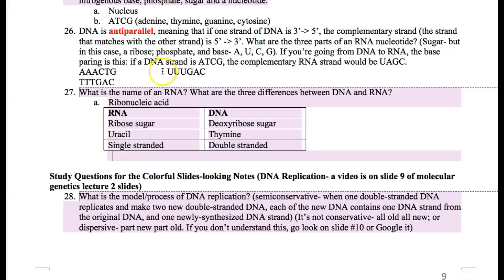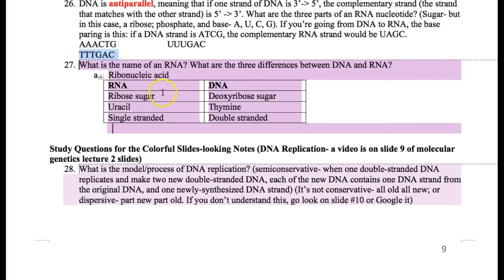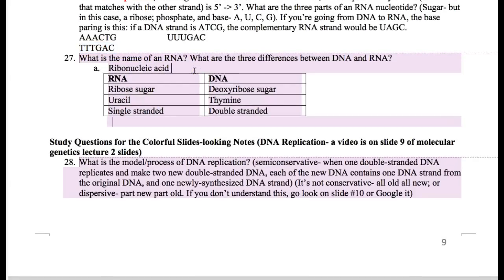Okay, see the difference? So right here we have the RNA matching with this DNA. If we're doing transcription, this is the result that you'll get. But if you're doing DNA replication, this is the result that you get from this strand right here. Next one is, what is the name of an RNA? It's called ribonucleic acid. So instead of deoxyribonucleic acid, you get rid of the deoxy part. The reason for that is RNA sugar has one more oxygen than the DNA. So DNA is called deoxy.